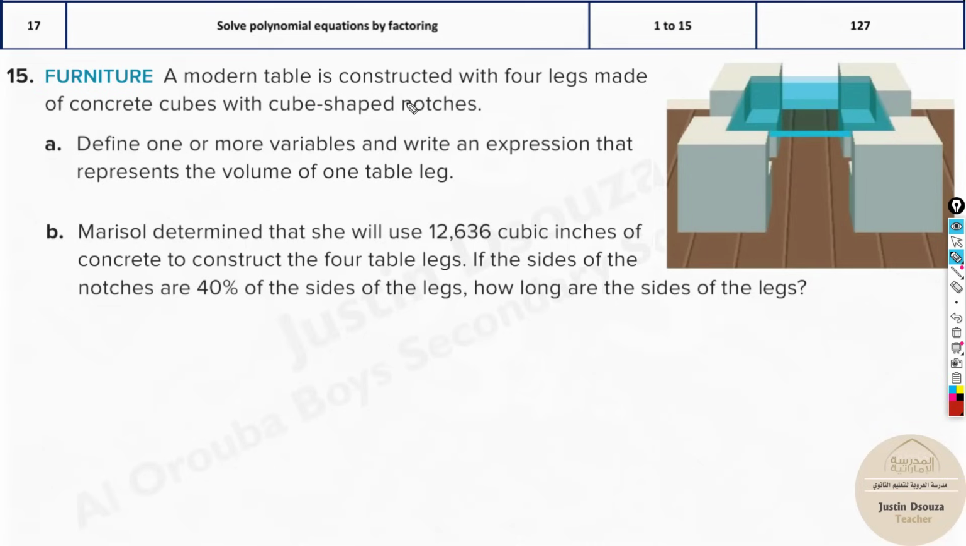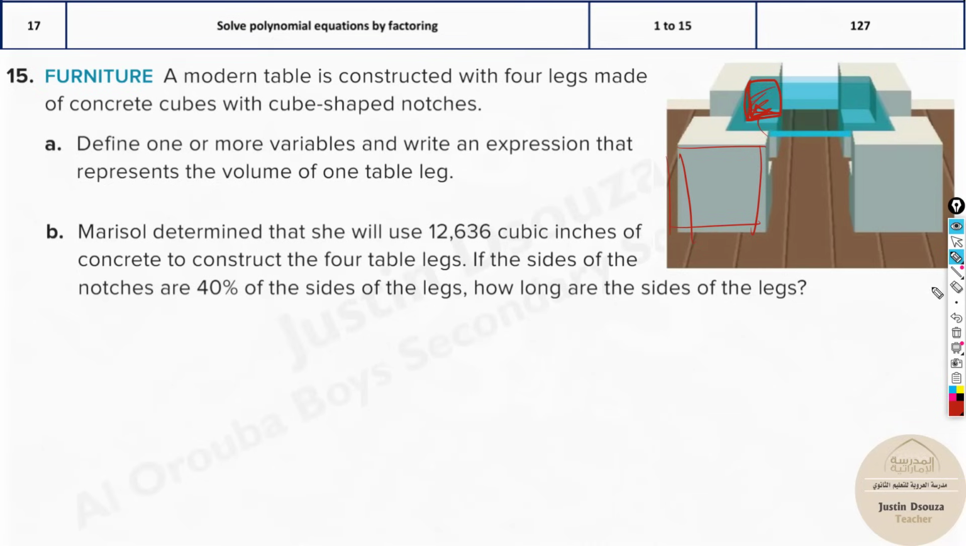A modern table is constructed with 4 legs made of concrete cubes with cube shaped notches. Define one or more variables and write an expression that represents the volume of one table leg. So let's do one at a time. This I'll do later. You can see this is a modern type of table, but they have told us it's a cube. So cube means it's all equal, but it doesn't look equal though. Please assume this to be equal, okay? All these sides are equal, and even the notches which have been made, cube shaped notches, are also cubes. That means all the sides are equal here.